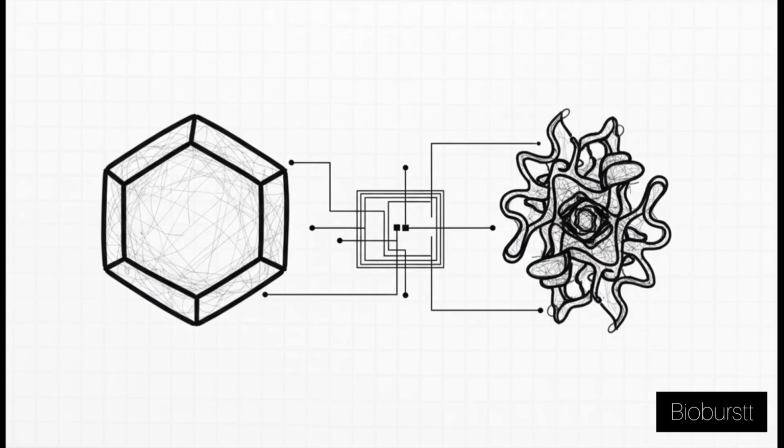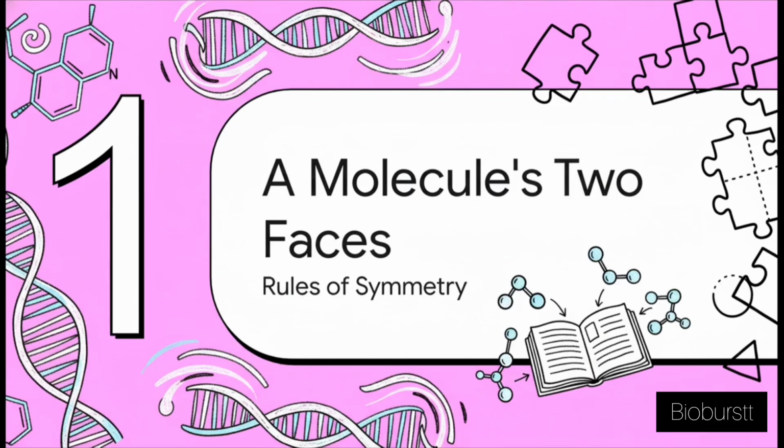What links them is this kind of hidden language of symmetry, a set of rules that tells us how molecules can be spun around, reflected in a mirror, and inverted, all to check if they end up looking exactly the same. It's like the secret architecture of the entire molecular world. So if we really want to understand the story of life, we have to get a handle on this molecular language first. Let's break down the fundamentals, shall we?